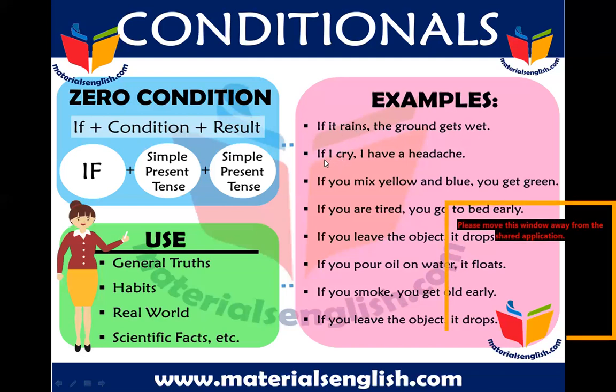Second example, if I cry, this is the condition, comma, I have a headache. Number 3, if you mix yellow and blue, comma, this is the condition, the result is you get green. Condition, result. Together, attached with the if, you write the condition and then you write the result. As you can see it here, if plus condition plus result.